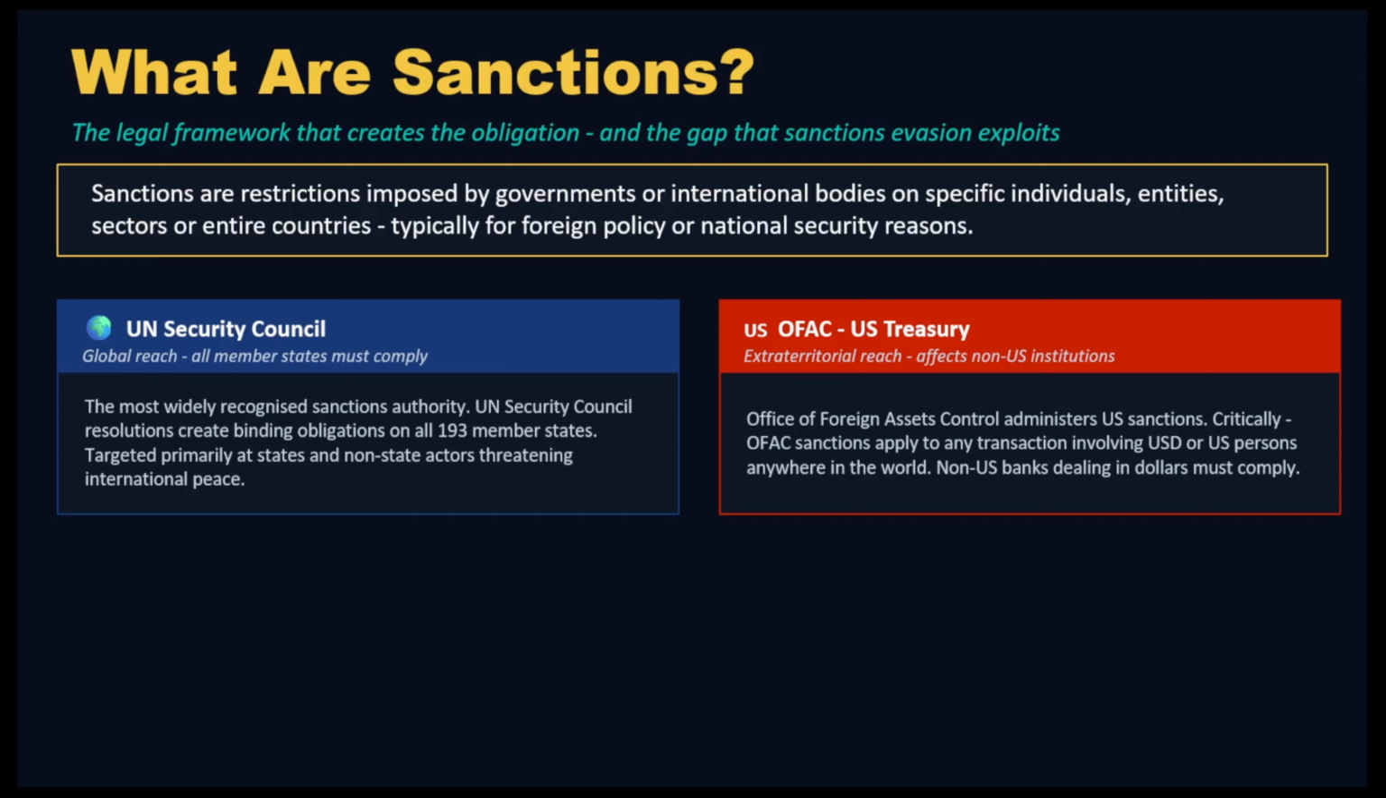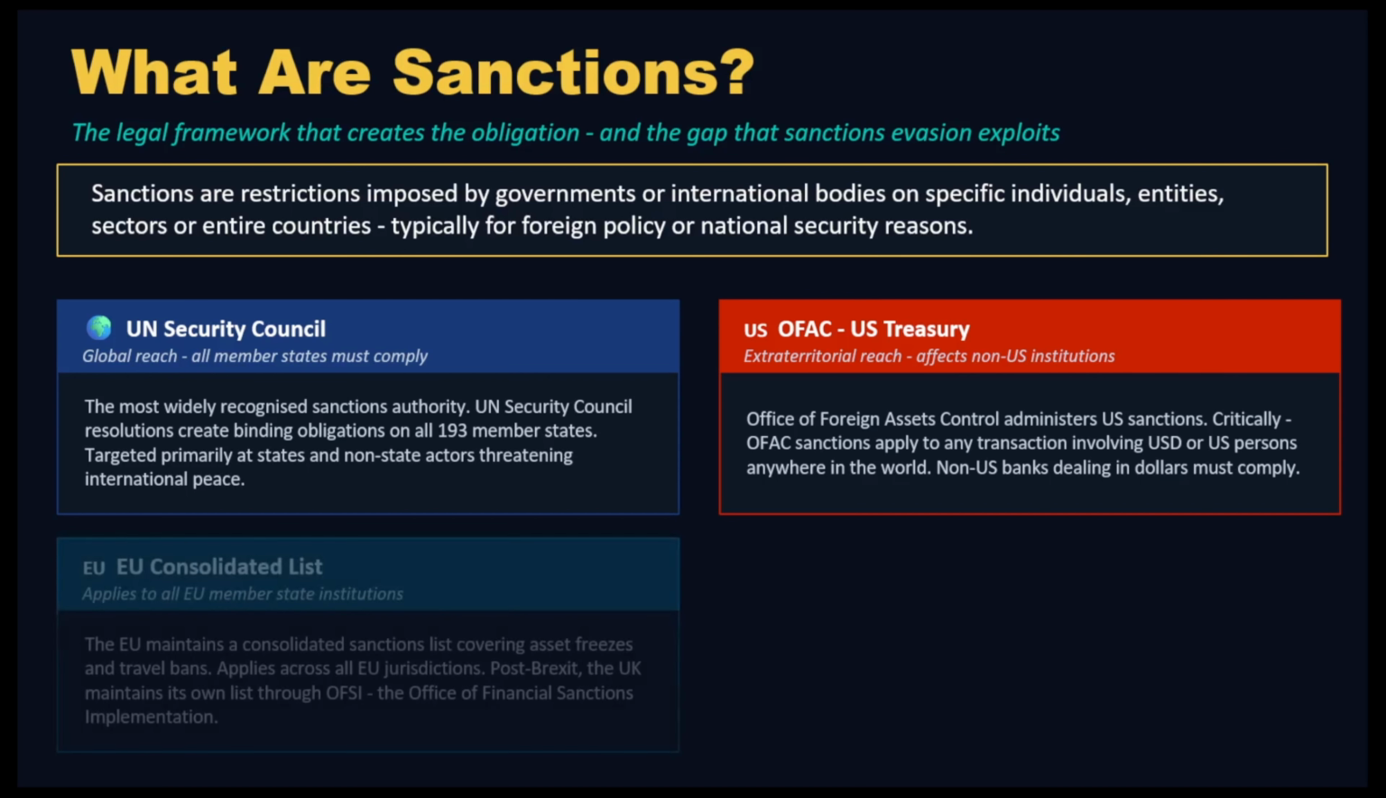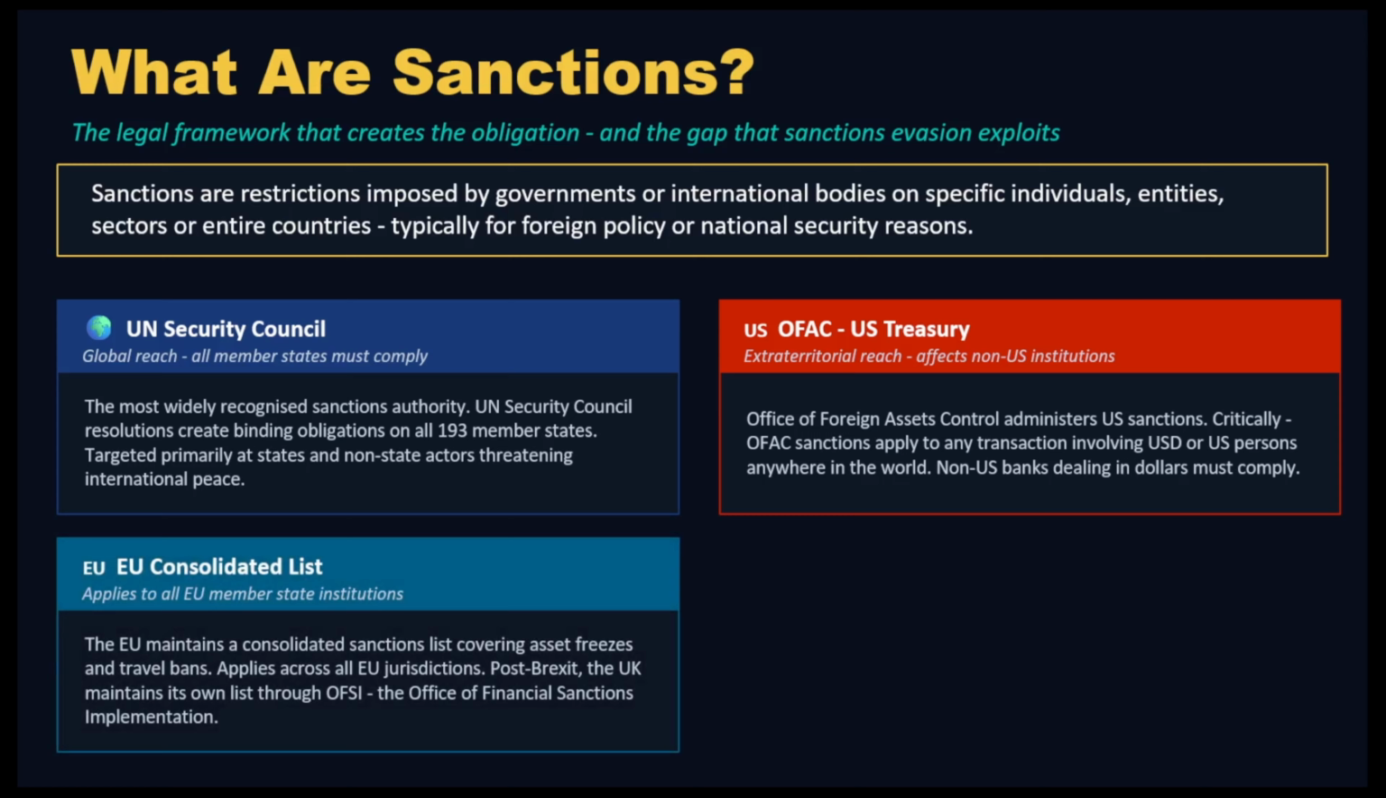Okay. The next one is the EU consolidated list. It actually applies across all EU jurisdictions, and particularly post-Brexit, the UK maintains its own list through OFSI. The OFSI is actually the Office of Financial Sanctions Implementation.